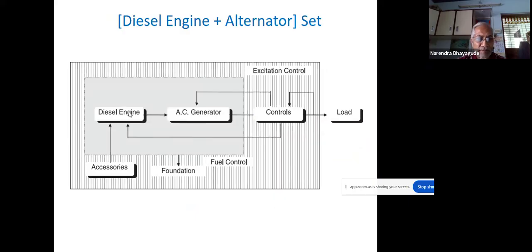So diesel engine as a schematic, again the AC generator is there. So what are the other factors? For the generator, controls are there. From the load side, again control, the feedback is taken from the load side. For the engine, there are many more accessories. There is foundation and fuel control system for the diesel engine.